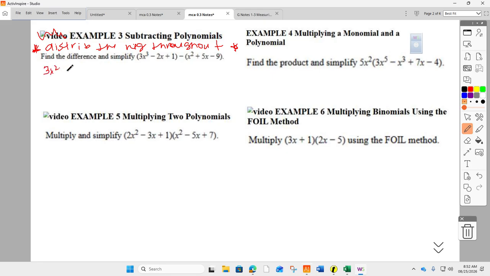If I were doing this on a test, I would rewrite this step just to make sure that I have not messed up my sign. So minus x squared minus 5x plus 9. So minus negative 9 plus 9. Combine my like terms.